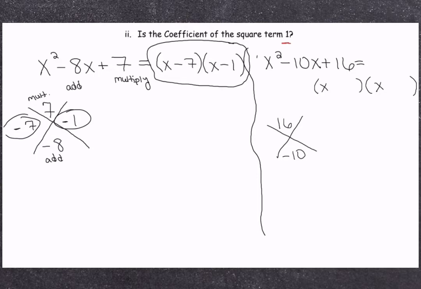So what gives me 16? 4 and 4, 8 and 2. Let's try 8 and 2. I multiply those, I get 16, but when I add them, I get +10. So in order to get -10, I have to put a negative in front of each one. So multiply those numbers, you get +16, but when you add them, you'll get the -10. That's how I know I got the right numbers. And this will be your answer.